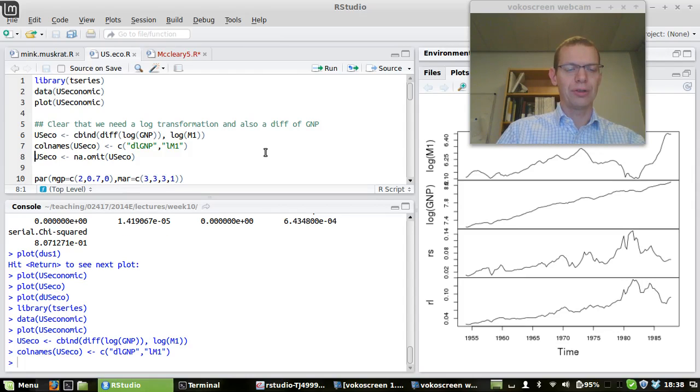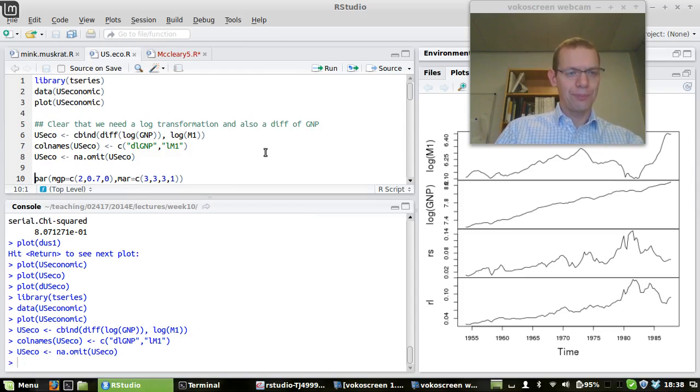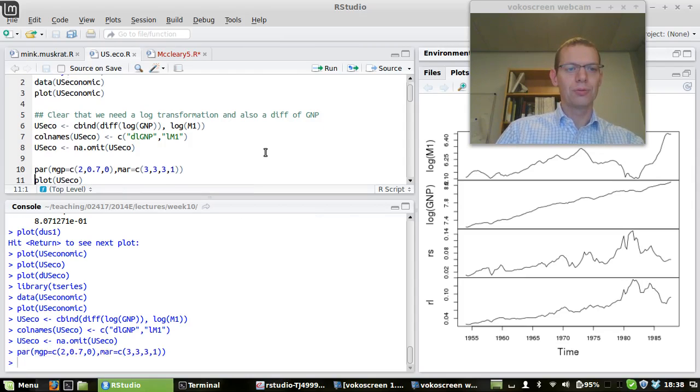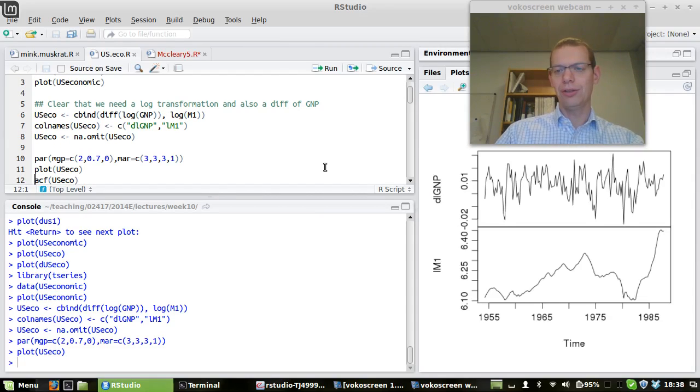The differencing gives us some NAs that will tease us a little bit later, unless we omit them right now. So replotting now, this is what we got. Now this looks fairly nice. The log of M1, we'll get back to and see what happens when we look at things.